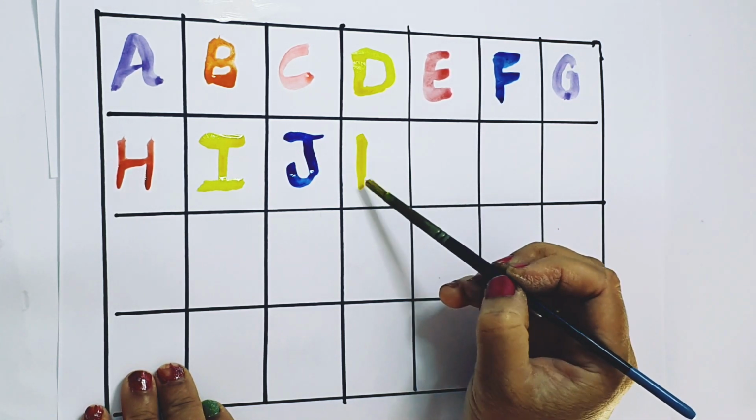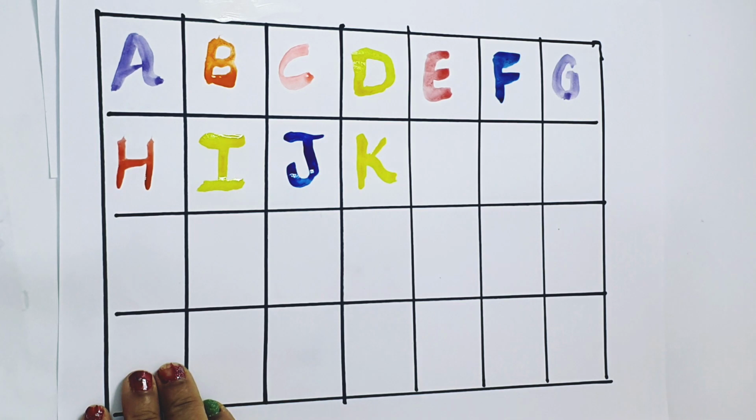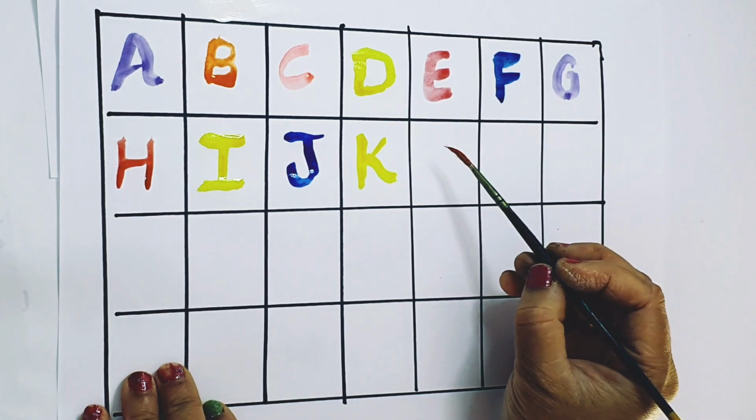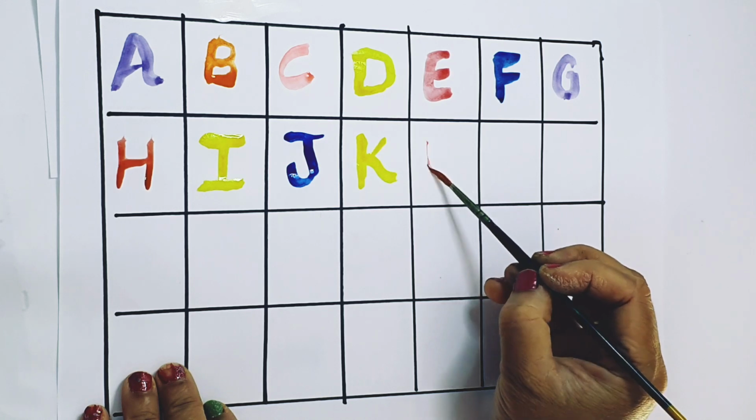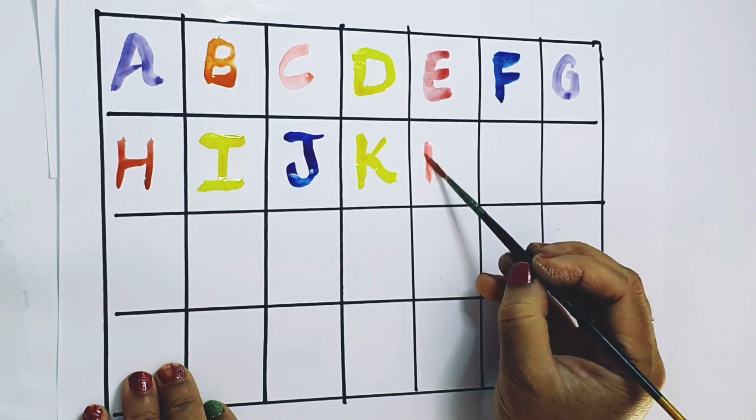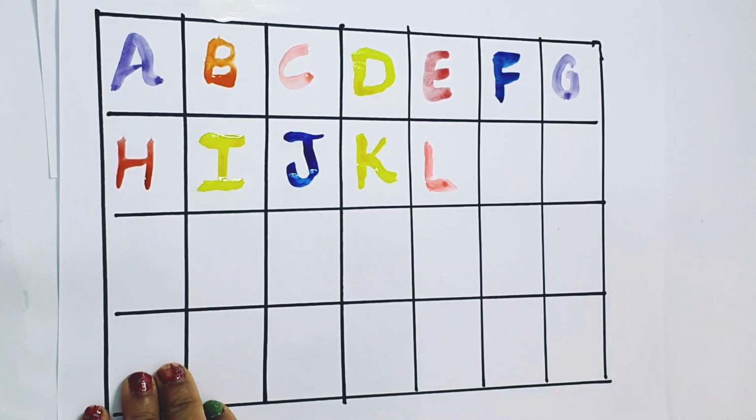Yellow color. K for kite. K for kite. Pink color. L for lemon. L for lemon.